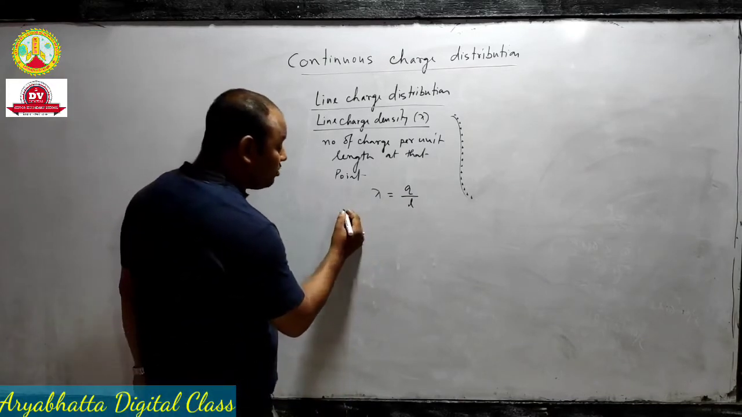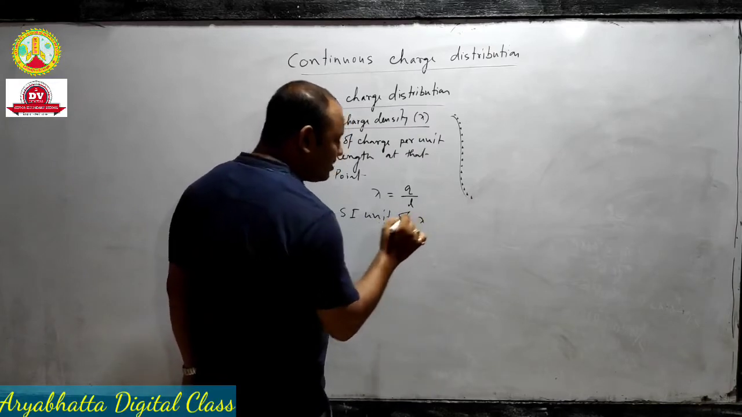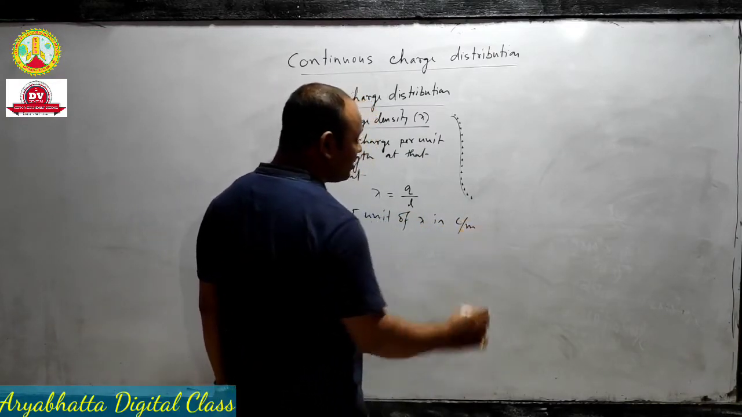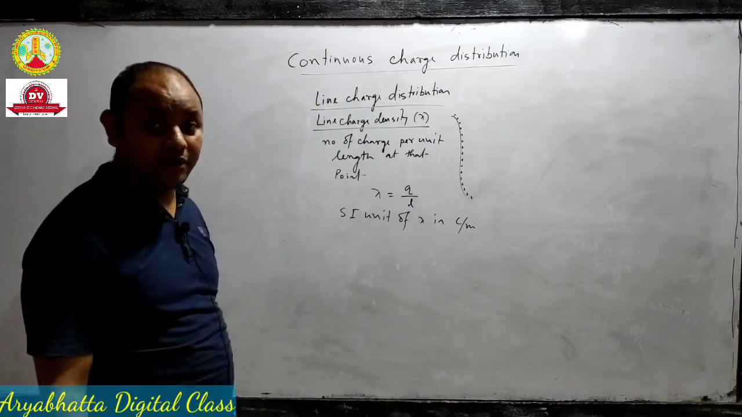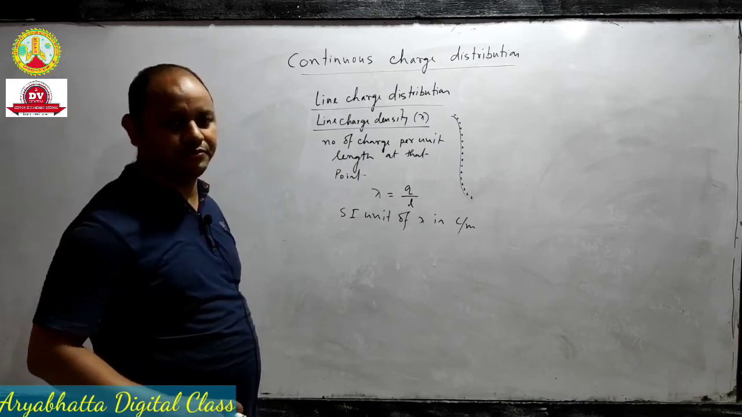What is the SI unit of lambda? The SI unit of lambda is coulomb per meter.